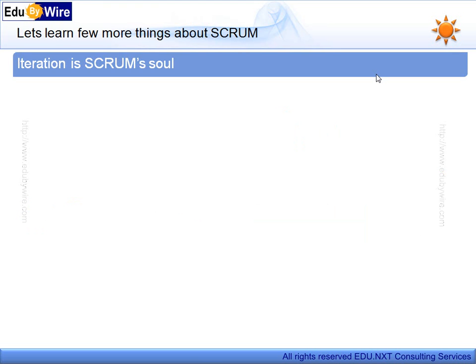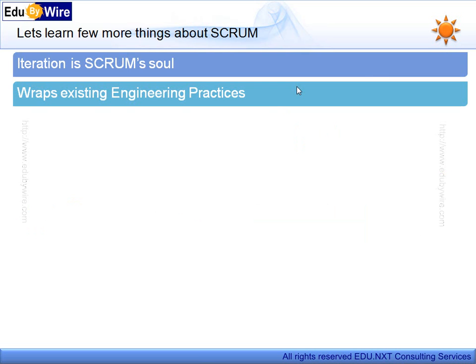Let us now learn few more things about Scrum. Iteration is Scrum's soul. Scrum's success is in multiple and small iterations. Scrum wraps existing engineering practices. There are no new engineering practices in Scrum. It is just a new way of managing software projects.